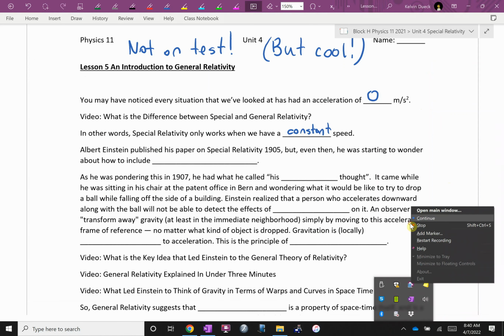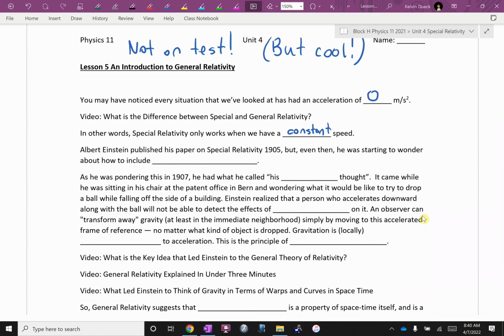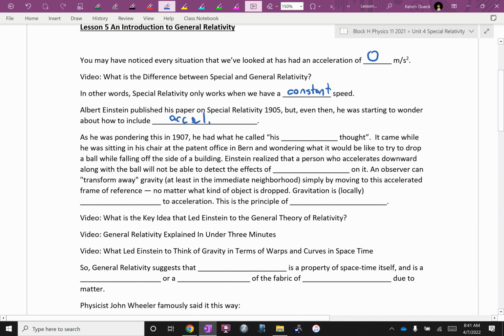Pause for a second. So Einstein published his paper on special relativity in 1905, but already then he was starting to wonder, how can I include acceleration? How can I speed up, slow down, or change direction? And he thought about this intensely for years. And 2 years later, in 1907, he had what he called his happiest thought. This was his, well, for lack of a better word, aha moment. This is where he suddenly saw how he could do it.